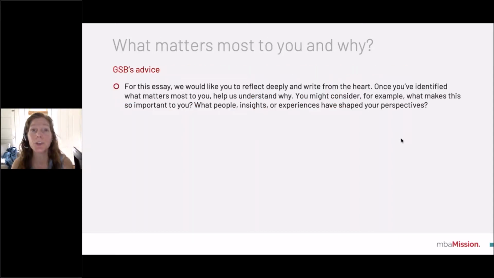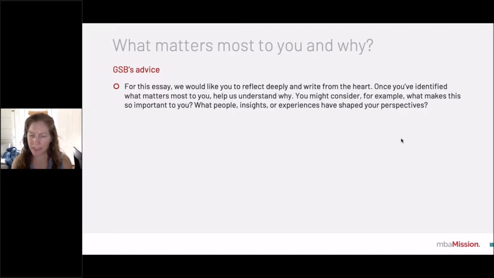Let's share with you GSB's advice, number 1. First, for this essay, we would like you to reflect deeply and write from the heart. Once you've identified what matters most to you, help us understand why. You might consider, for example, why is it so important to you? What people, insights, or experiences have shaped your perspective?